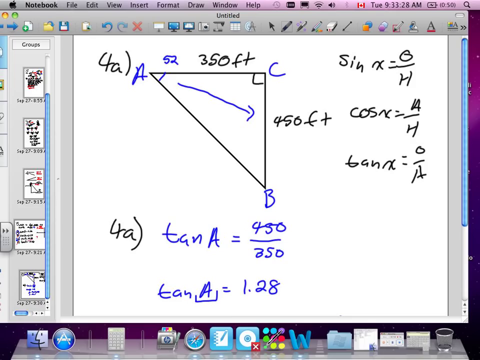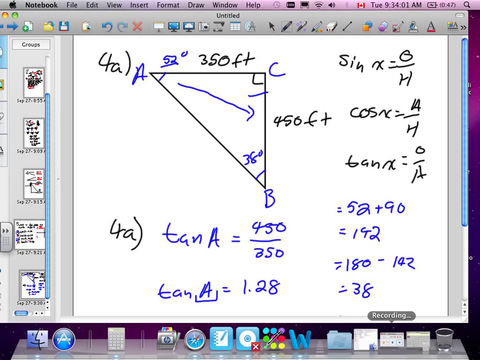Once I have the measurement of two of the angles of a triangle, how can I quickly find the third? Minus 180. Well, 90 plus that, minus 180. Okay, so I add the two angles I have, which are 52 and 90 degrees. So 52 plus 90 degrees is going to be 142 degrees. And then I take that number and subtract it from 180. 38. So angle B is 38 degrees and angle A is 52 degrees.